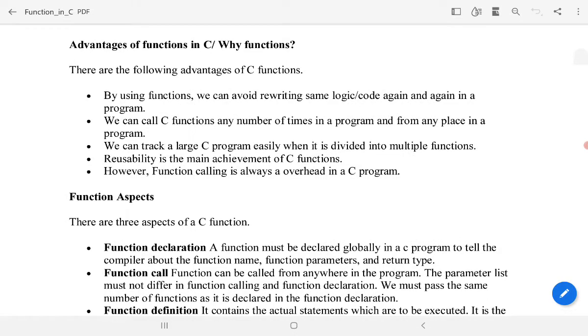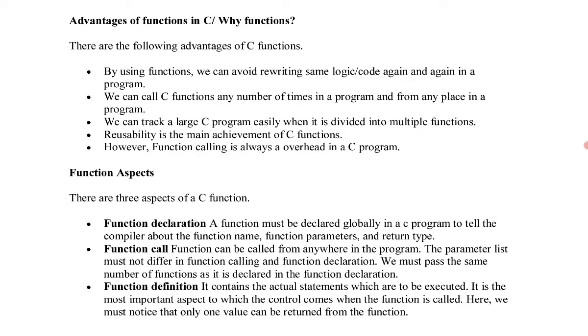The third point is that we can track a large C program easily when it is divided into multiple functions. A large C program is generally divided into small functions, and these functions are called within the main program. Reusability is the main achievement of C functions. Reusability means calling the same function multiple times from the main program.